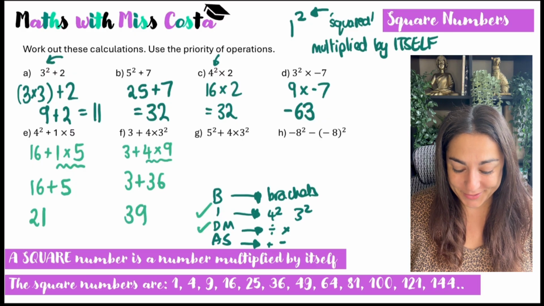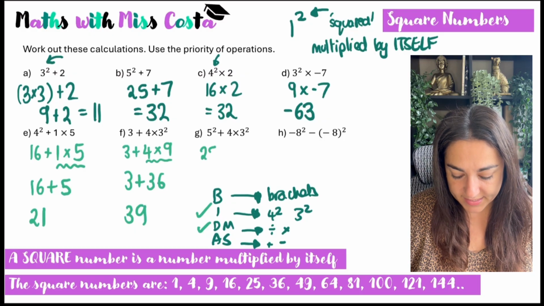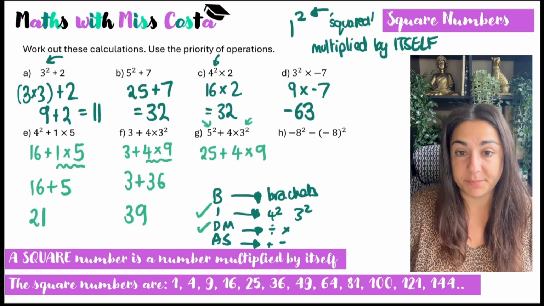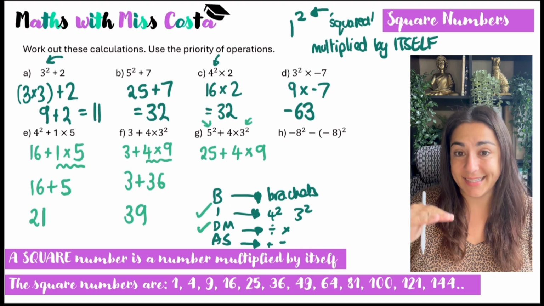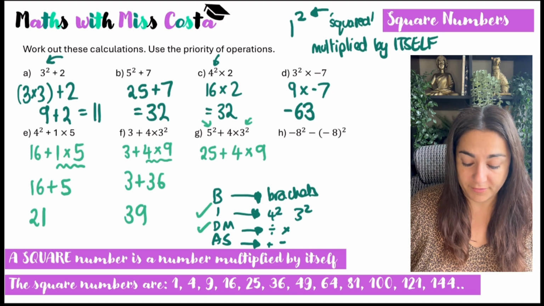Again, I've got a slightly trickier one. So 5 squared plus 4 times 3 squared. So I'm going to say 25 plus 4 times 9. I work out the indices first, but I rewrite the calculation in exactly the same order. And 25 plus 4 times 9.